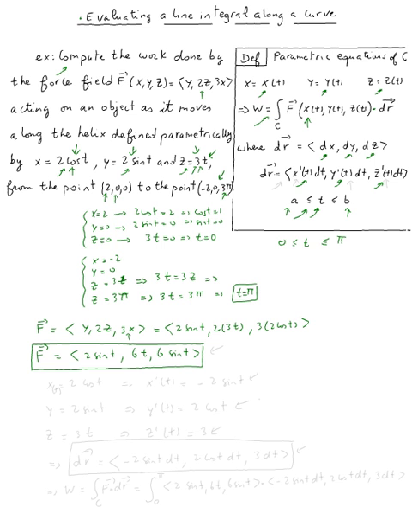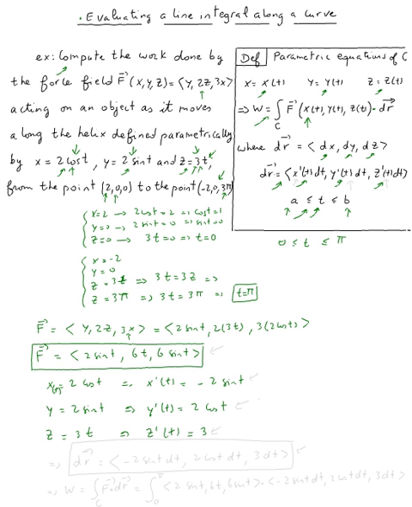Now the next thing we need to find is dr. So dr will be equal to x prime of t. X is equal to 2 cosine t, which means x prime of t will be minus 2 sine of t. Now what else? We know that y is equal to 2 sine t from the parametric equations. This means that y prime of t is equal to 2 cosine of t. And then we know that z is equal to 3t, which means z prime of t is equal to 3.